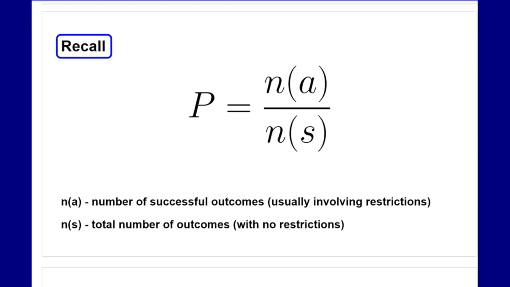So again, just to recall the general form for probability, P is equal to NA over NS. Basically the number of successful outcomes. Usually it's the part that's involving restrictions. So we have to select a certain number of people, or we have to have so many winning numbers. Usually that's the part that's on top. And NS is the total number of outcomes, or basically what are the number of ways or combinations without restrictions. So just in general, what are we trying to do, and how many ways are there to do that without any restrictions.